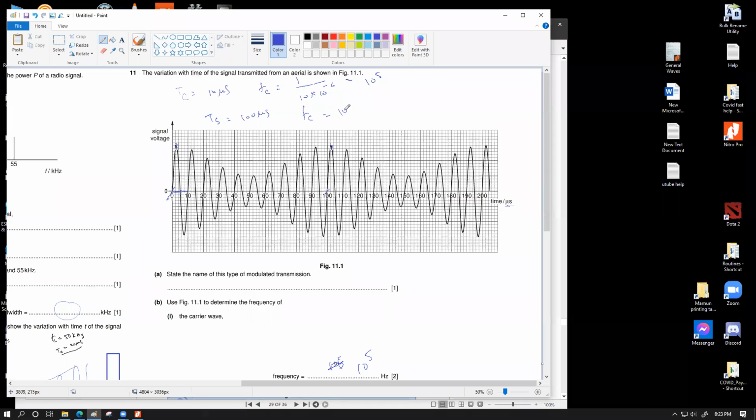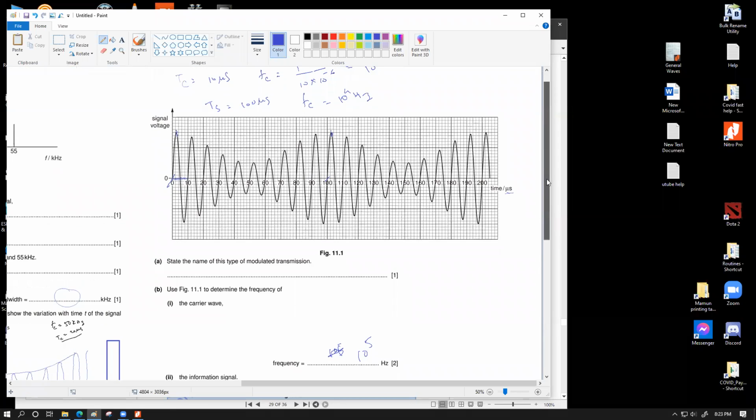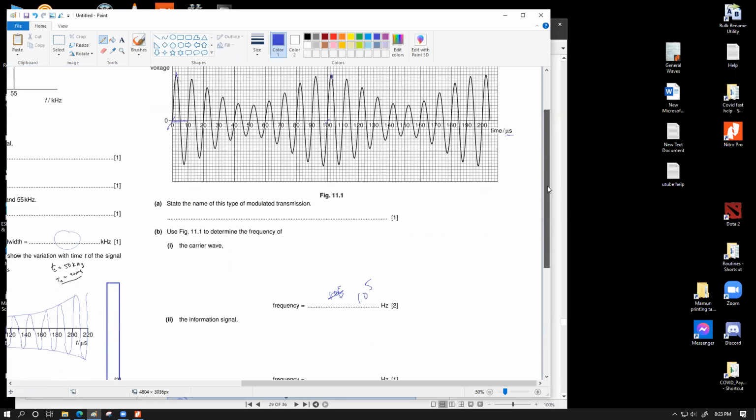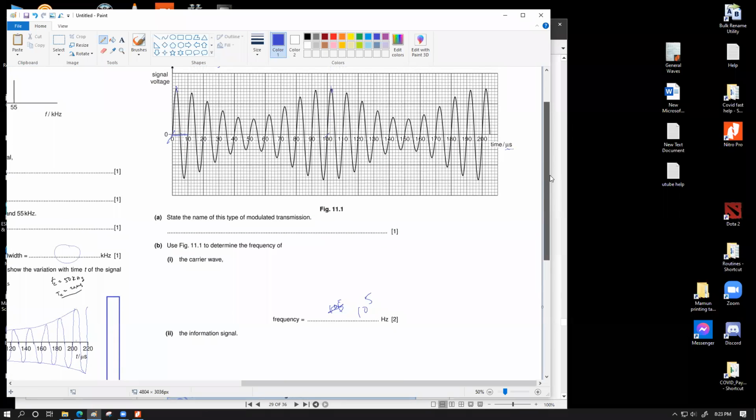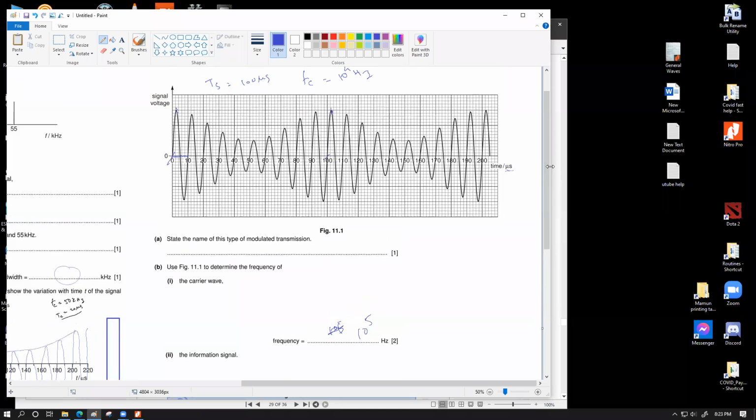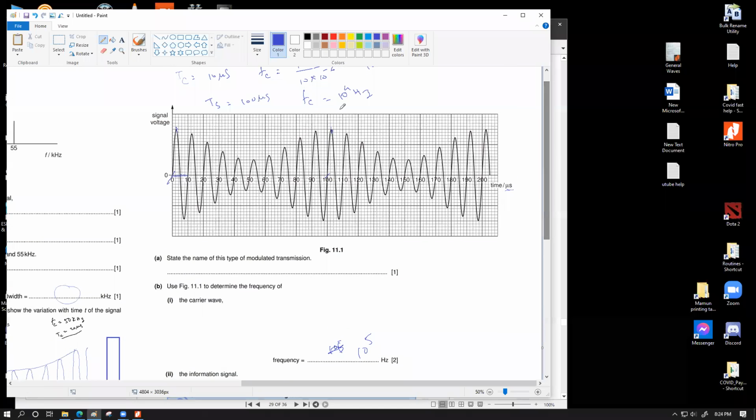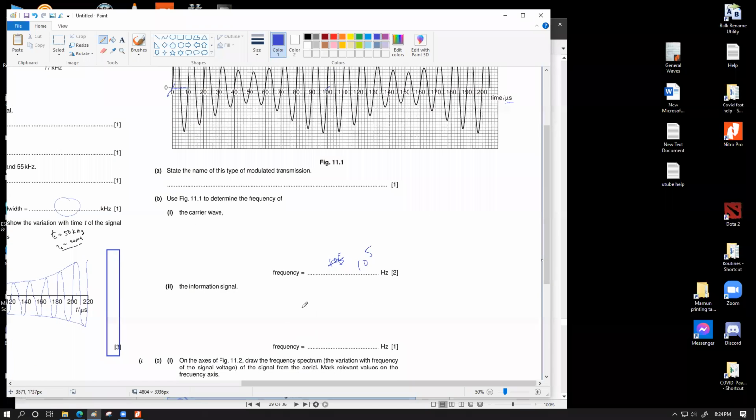So this would be 10 to the power 4 hertz, I believe. Right? I think so. Won't it be 10 to the 4? Check what this comes to. 10 to the 4, isn't it? 100 to the power 6, yes, it is 10 to the 4. So the information signal frequency is 10 to the power 4 hertz.